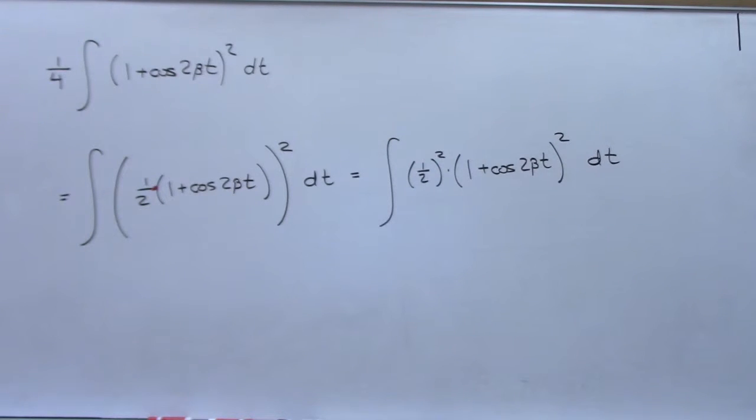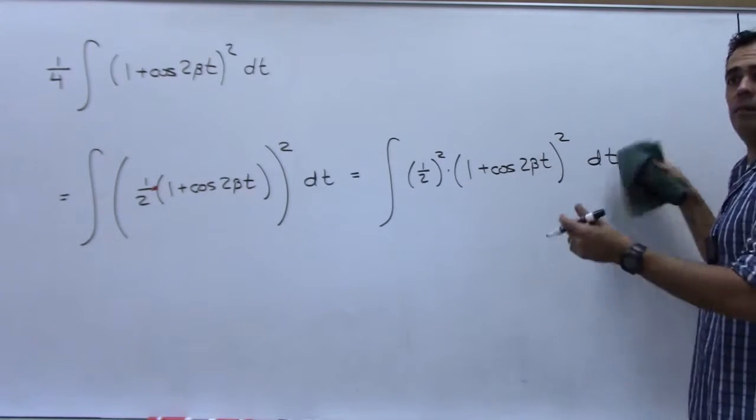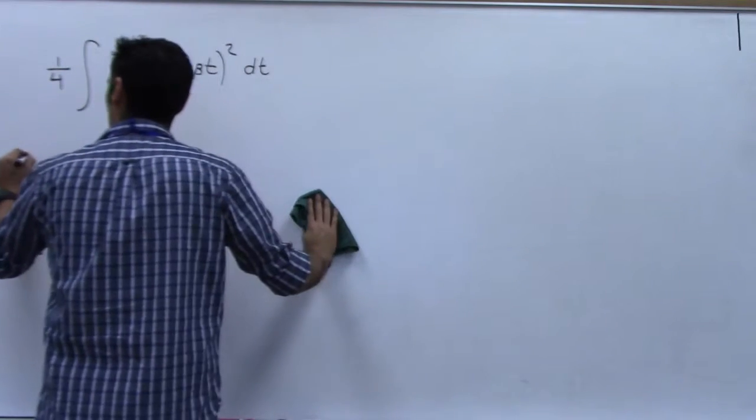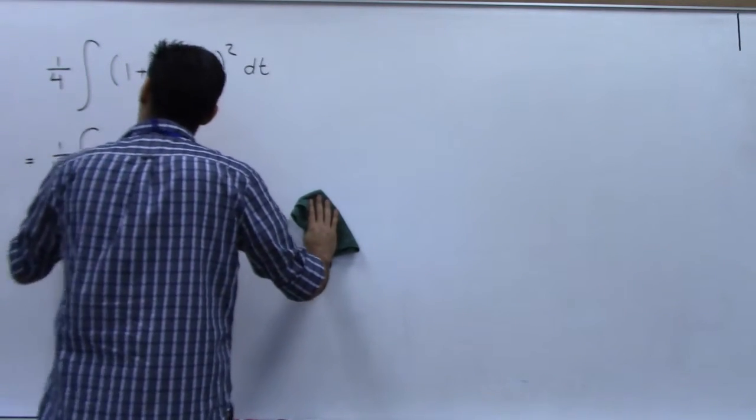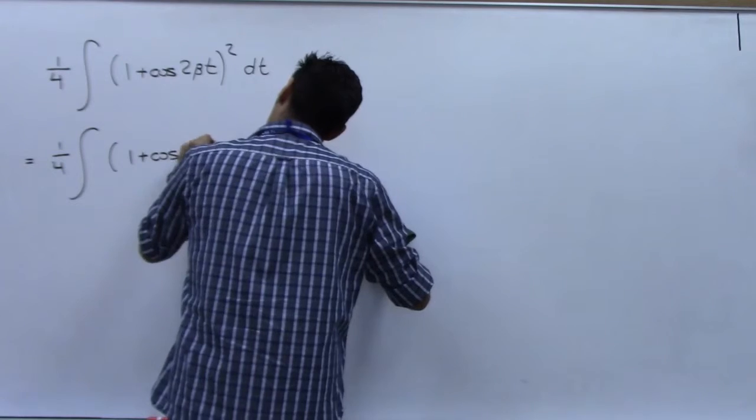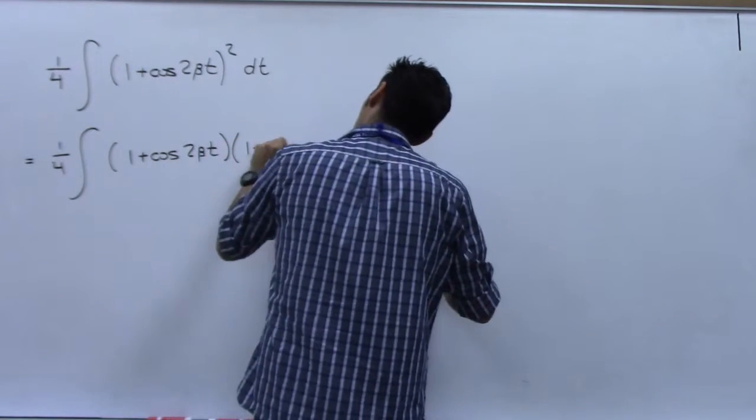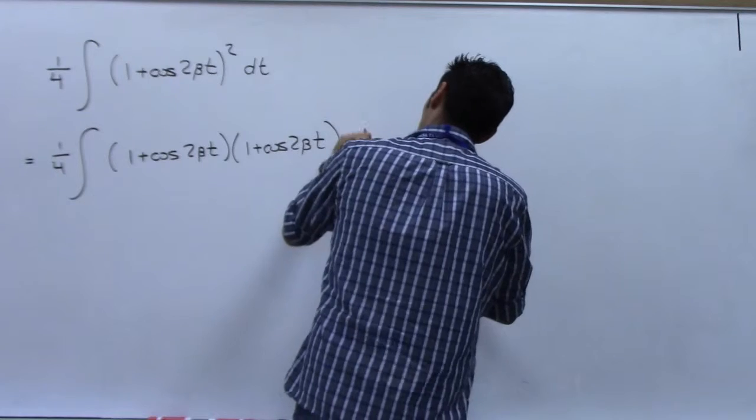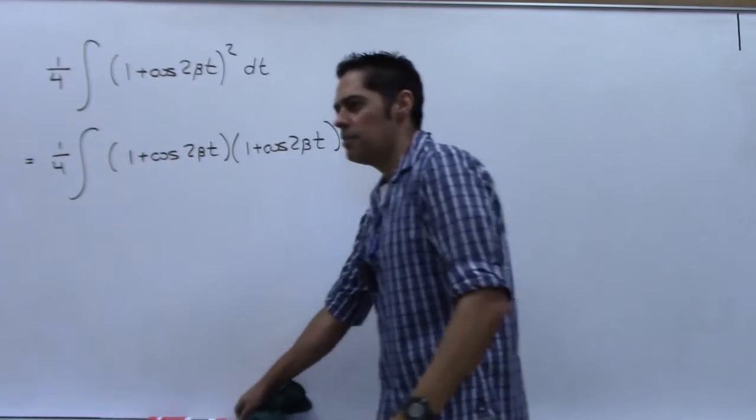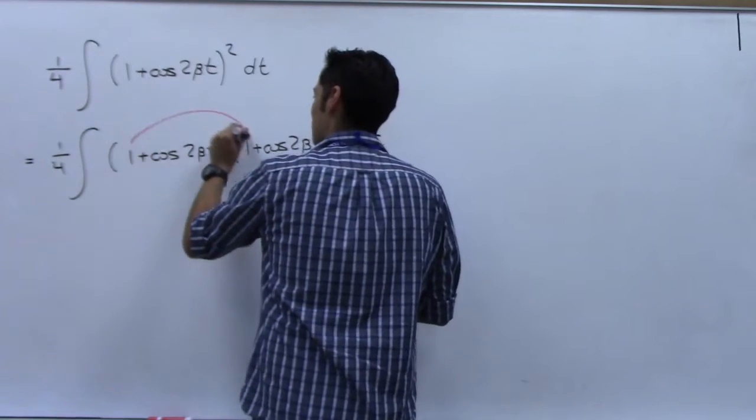Any ideas? Same thing: expand it out. That means square it. So you have to do this, and I'll go slow since it's our first example. You have to do 1 plus cosine 2 beta t times 1 plus cosine 2 beta t again. That's what it means to square it, dt. And then you go through and FOIL, right, Ramiro? FOIL.